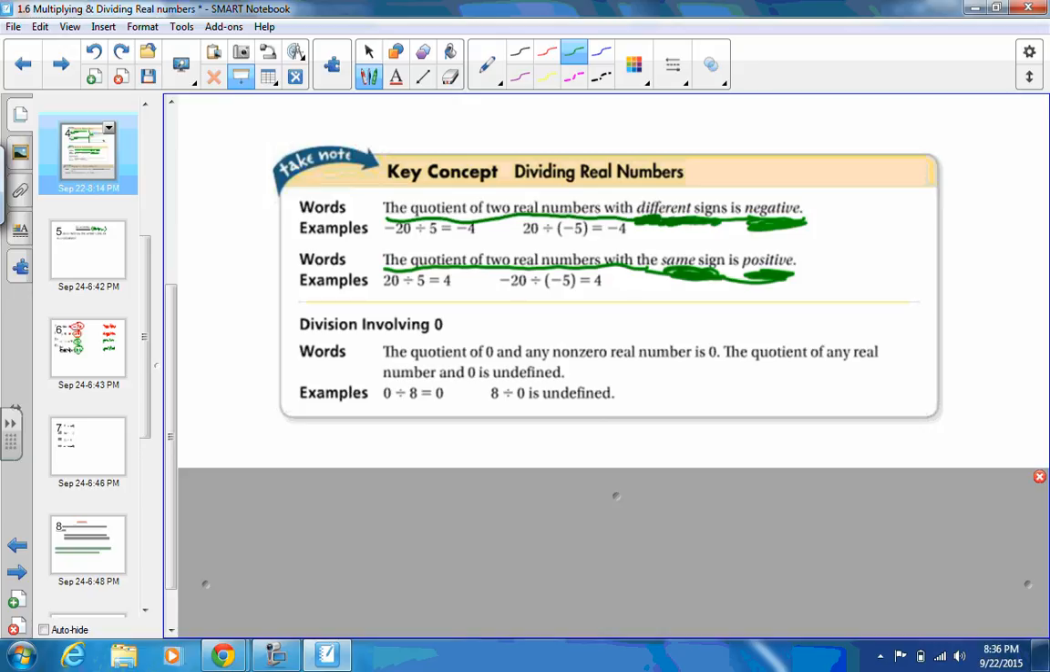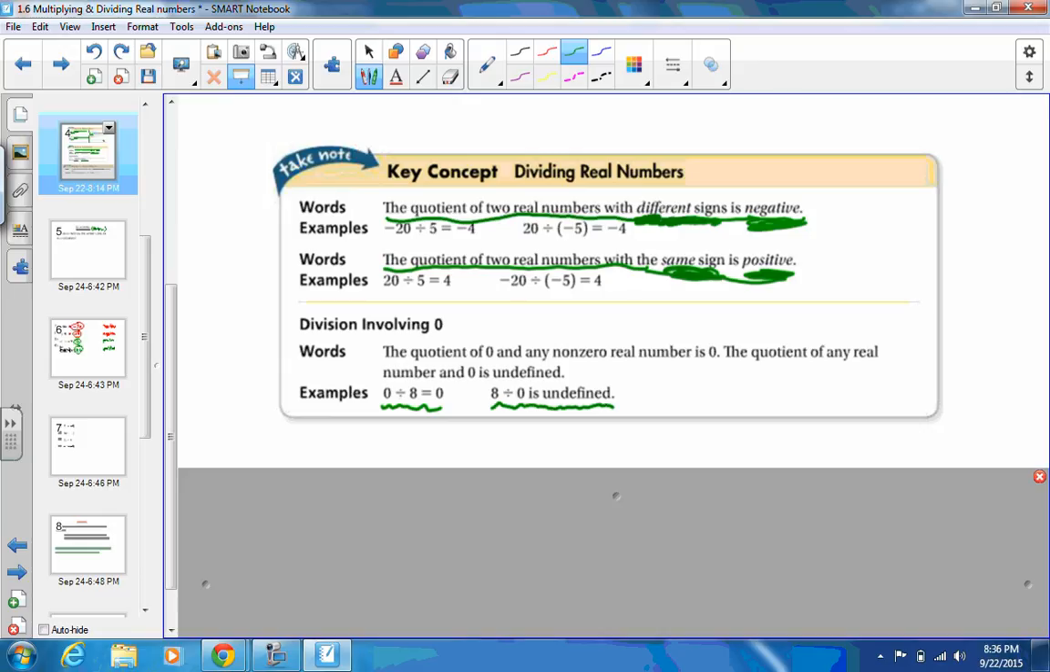Again, these rules only work for multiplication and division. We did addition and subtraction rules yesterday. And if you have a unique one where you have a 0 involved, it says the quotient of 0 and any non-zero real number is 0. So 0 divided by anything else is equal to 0. But if you have the quotient of any real number and 0, a real number divided by 0, that's undefined. You can't do it. You can't divide something by 0.